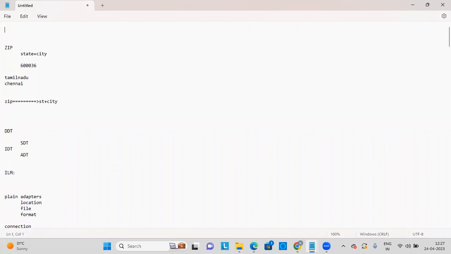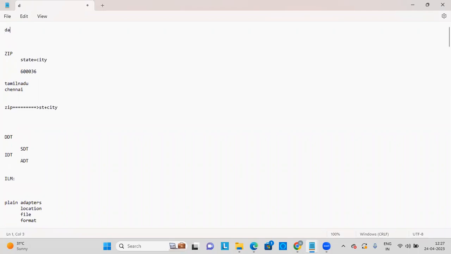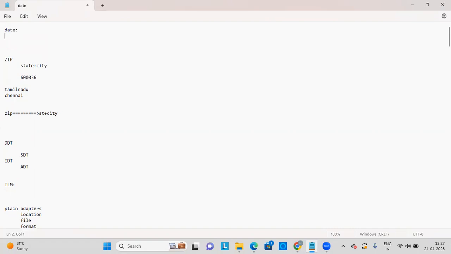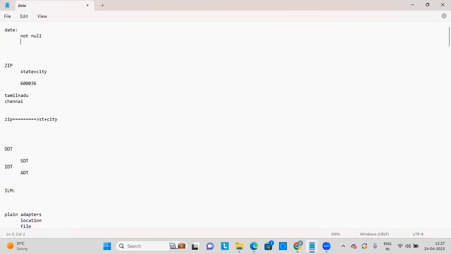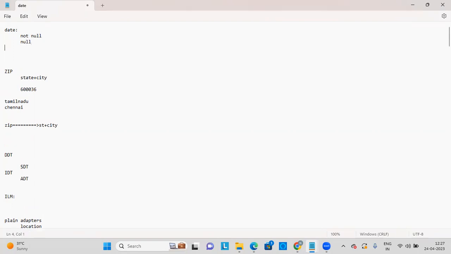Completeness, for example, as I said earlier, let's say we have got date. We expect not null. And we got null data. Then we can say that data is what? Incomplete.